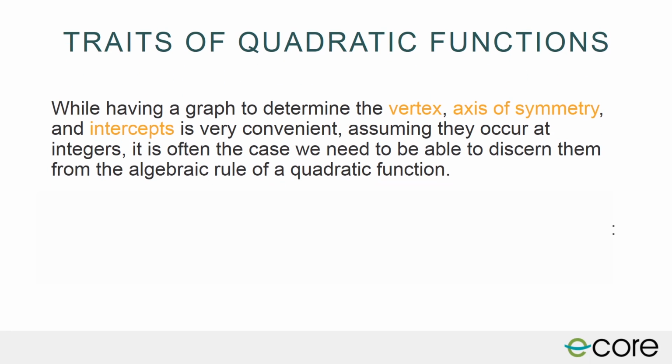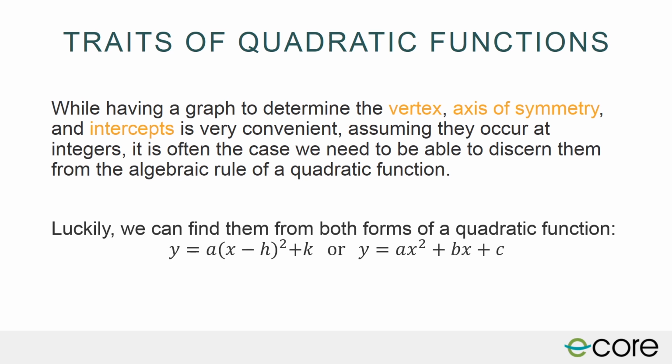While having a graph to determine the vertex, axis of symmetry, and intercepts is very convenient, assuming they occur at integers, it is often the case we need to be able to discern them from the algebraic rule of a quadratic function. Luckily, we can find them from both forms of a quadratic function, as y = a(x - h)^2 + k, or as y = ax^2 + bx + c.